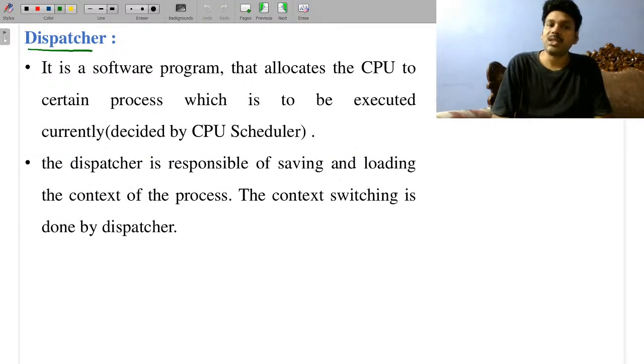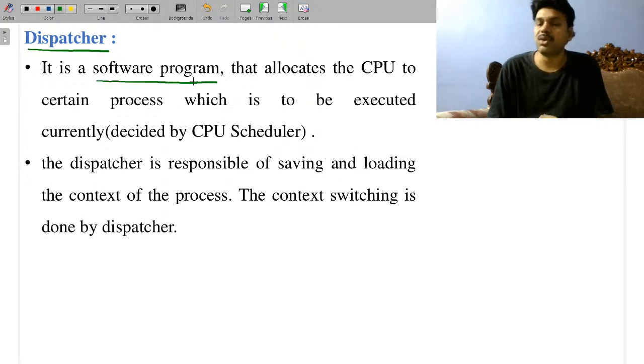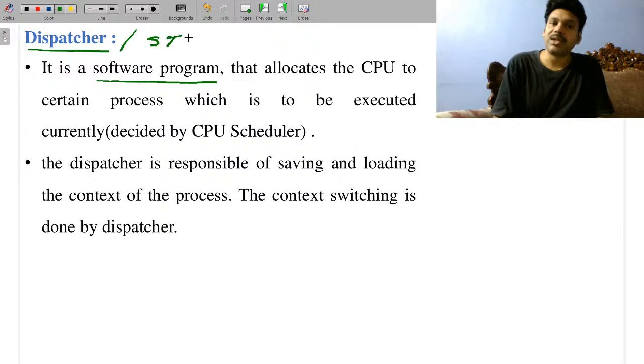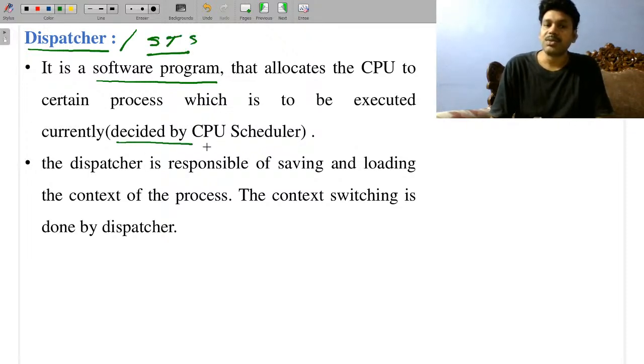So what is the meaning of dispatcher? We will learn here in a special definition. It is a software program. This is not the only software program; others are also software programs like LTS, MTS, STS. Sometimes it is also being treated as a dispatcher only. So who decides to send the process to your CPU?